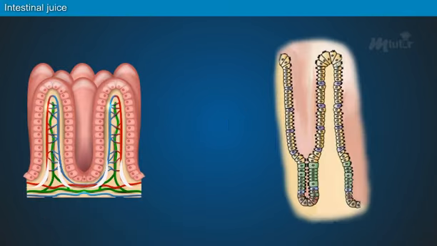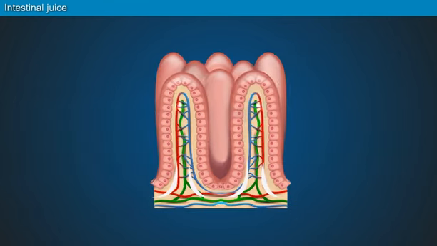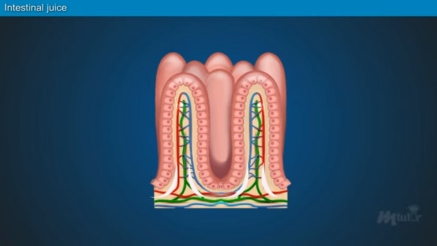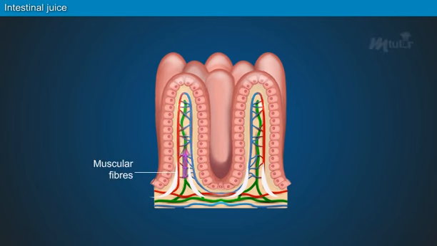Let us know about the composition and functions. Crypts of Lieberkühn, which characterize the whole of the small intestine, continuously form new cells, which migrate up the villus, and secrete the intestinal juice, also called succus entericus. During digestion and absorption, the villi contract quickly with an irregular rhythm and relax slowly. Their muscular fibers serve to pump the lymph from the core of the villus towards the submucosal lacteals.